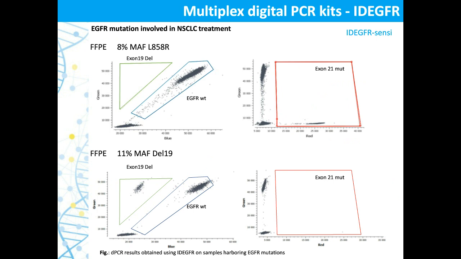Here are examples using FFPE samples. The first sample was mutated in exon 21. So you can see that there are no droplets in the exon 19 population in green, and you only have droplets positive in red. The second sample was mutated in exon 19, and you can see that there is a population in the green triangle and no droplets positive in the exon 21.